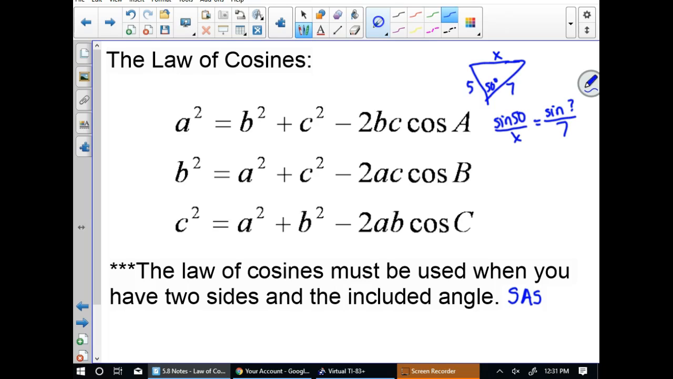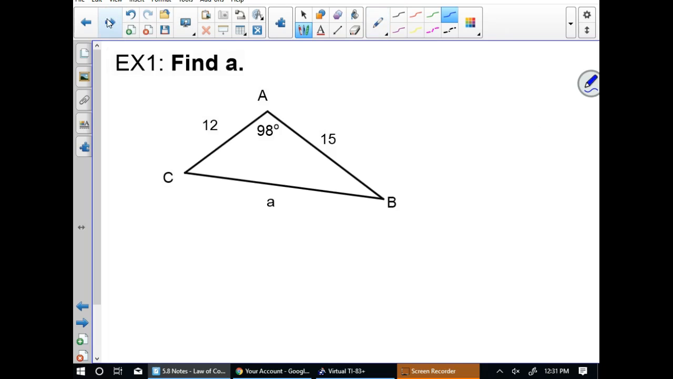So here's your good news about this. For law of cosines, there is no ambiguous case. It is not possible to have that because you can't use this in an angle side side situation. So, law of cosines, there is no ambiguous case. We do not have to check for it. So I think that makes it much easier to do.